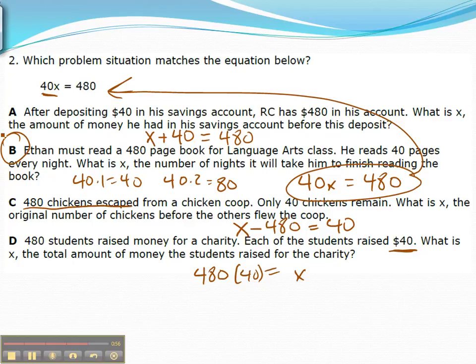So we've ruled out A, C, and D. Definitely answer choice B in this case. Okay, we'll pick up the review with problem 3 on the next video.